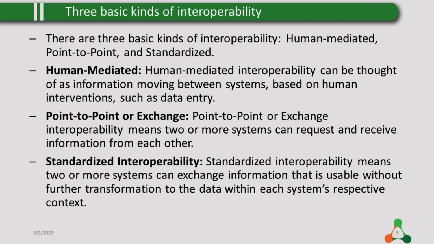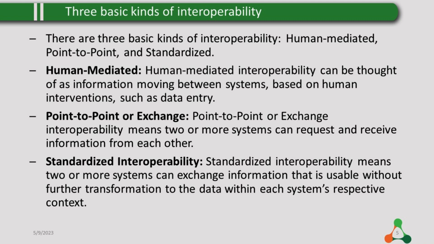Basic kinds of interoperability. There are three basic kinds of interoperability: human-mediated, point-to-point, and standardized. 1. Human-mediated interoperability. Human-mediated interoperability can be thought of as information moving between systems, based on human interventions, such as data entry.